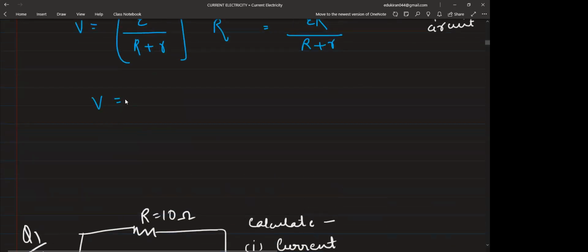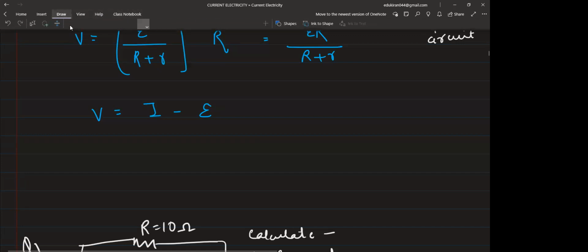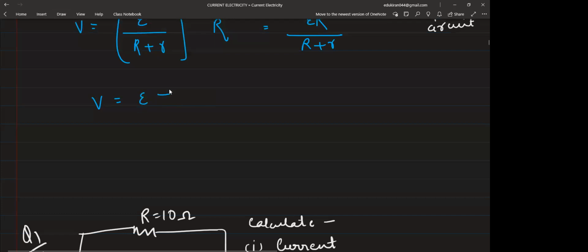Then there is one very important formula: V is equal to E minus Ir. When you are calculating potential difference across internal resistance, it will be I into small r. When you are calculating potential difference across external resistance, it is equal to I into capital R. Remember this. If you know I capital R, I small r, just remember this formula.